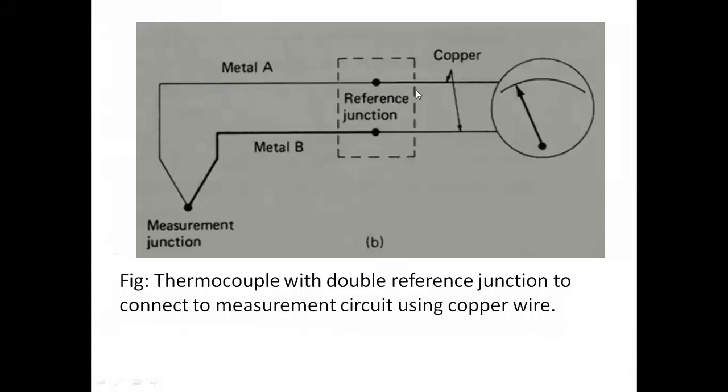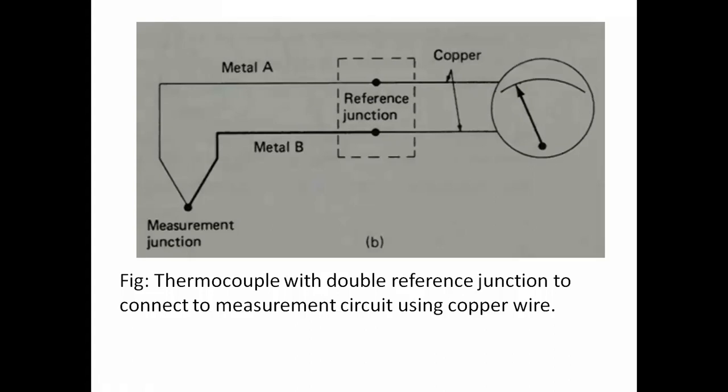I think I should reveal one thing here. Here metal A is iron and metal B is Constantan. So these two are the metals. To measure the obtained output voltage, again we have to connect the meter. This meter also uses wires, and these wires are also copper wires.